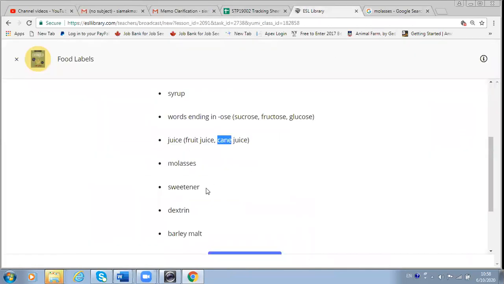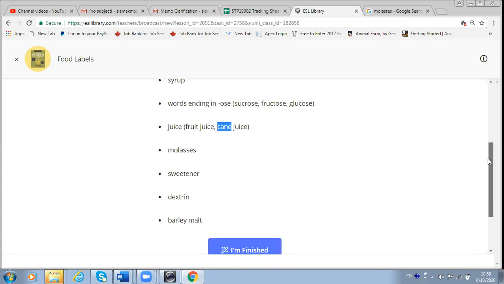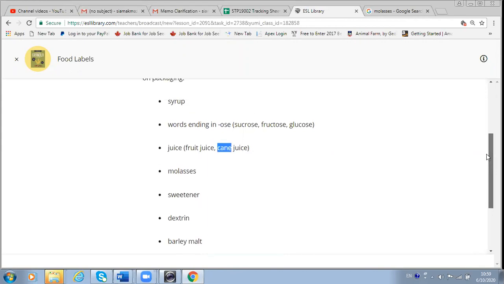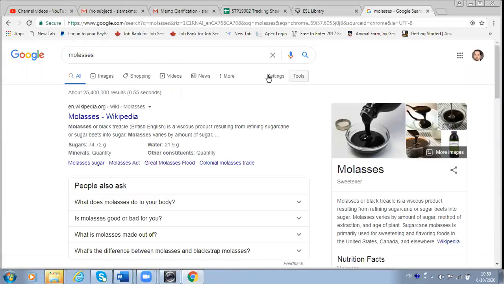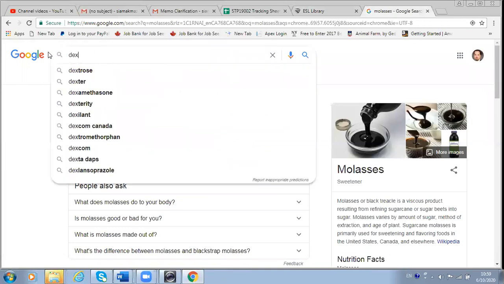Anyway. So sweetener, dextrin, and barley malt, okay? So these are the different words they use instead of sugar, just to mislead the consumers. All of them are talking about the same product. Dextrin, what is dextrin, please? What is dextrin? Any idea? Dextrin. No.